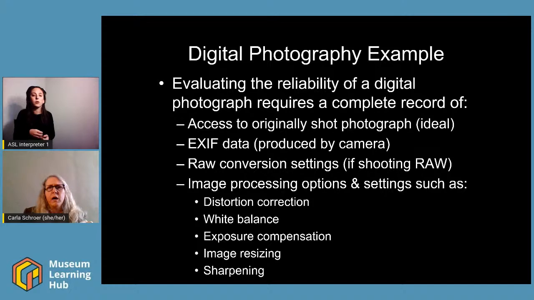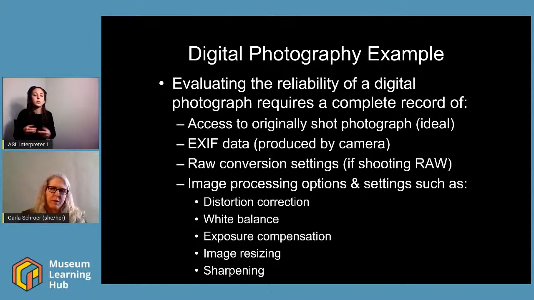I want to show you a quick example to maybe drive home why this kind of information is so important. If somebody gives me just a photograph, and I want to use it for research, what do I need to know about that photograph in order to rely on it for my work? Well, it'd be great if I had the original photo, the camera data, what the settings were in the camera, and, assuming the person shot raw and converted it, what those conversions were, and how the data was processed. Especially if I want to measure something. Was distortion correction applied? Was there exposure compensation? And I think a key one is sharpening.